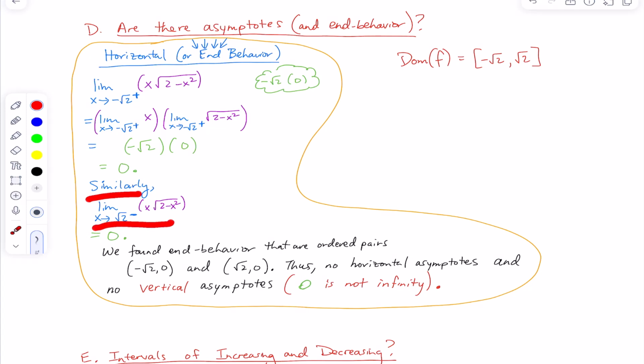Similarly, you get the right-hand side or the right endpoint end behavior, and there they are. We have found the end behavior, and the end behavior here is ordered pairs. They're really not approaching infinity or negative infinity, so that means we have actual endpoints because of the continuous function. There are no horizontal asymptotes, and there are no vertical asymptotes, because we know 0 is not an infinity or negative infinity.